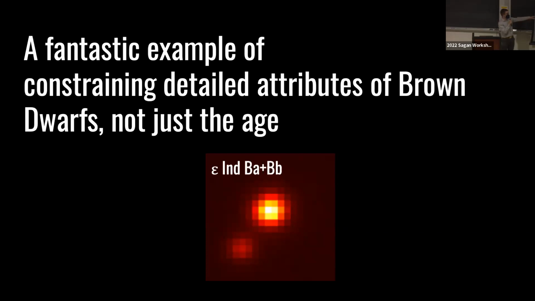It was a really nice study of epsilon Indi Ba and Bb. So this is a binary brown dwarf pair. You can see the Ba component there is the bright component, and the Bb component is the faint component. The cool thing about the system is that it's a binary brown dwarf pair, so we know both components have to have the exact same age.